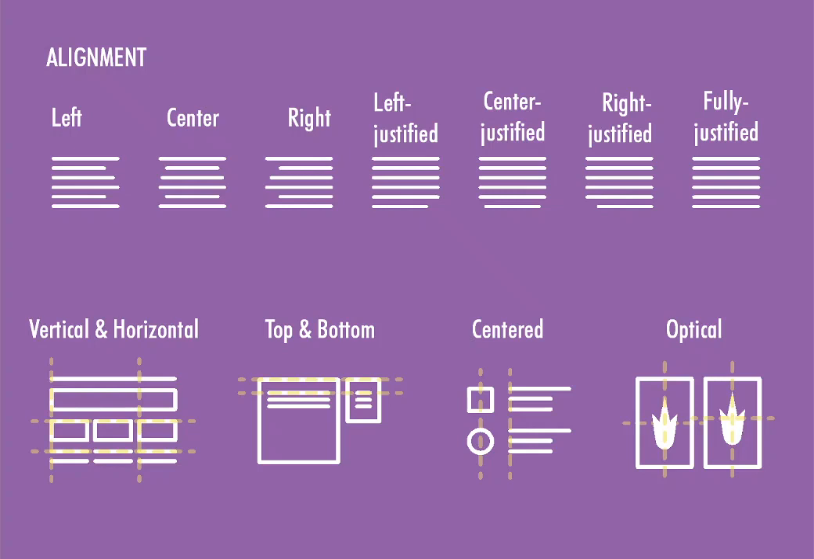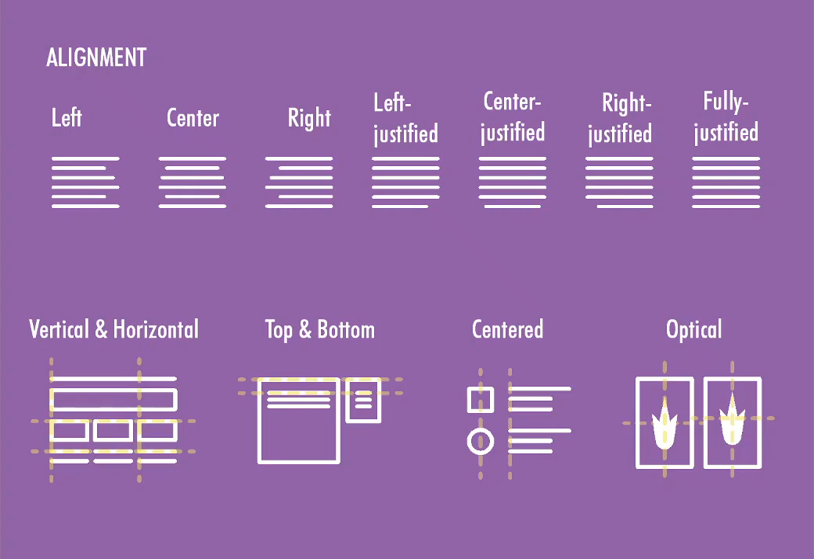With alignment, you can decide in which order the users would see your design elements. Alignment guides the viewer's eye around the design by allowing them to subconsciously follow lines, like the invisible F and Z lines.